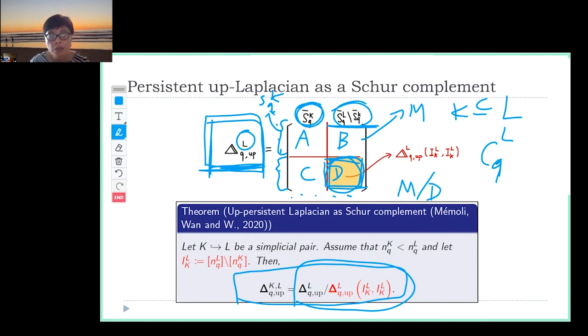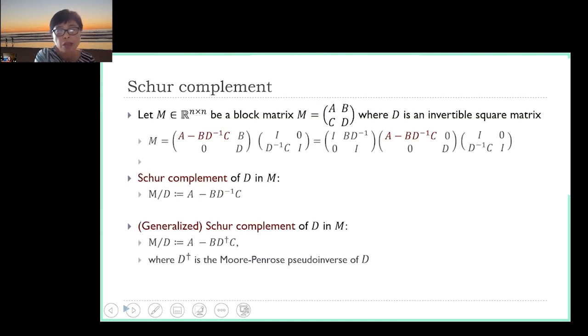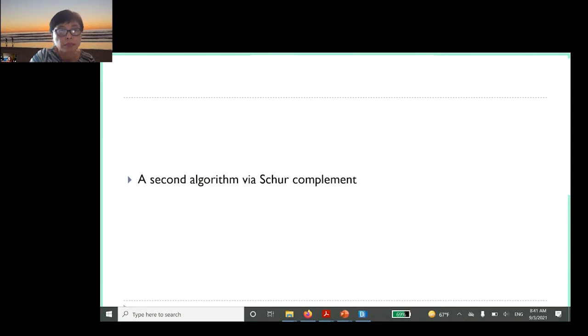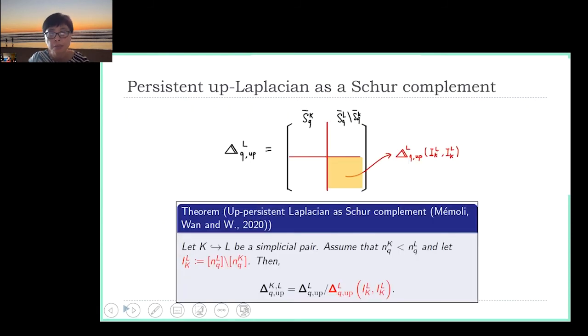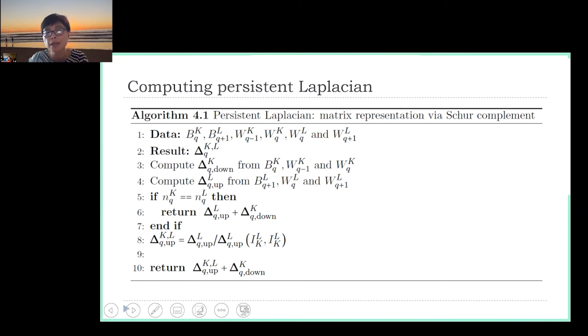This also suggests that to compute the persistent Laplace, I don't need to find the boundary operator representations and then multiply the boundary operator and its adjoint and so on. Instead, the computation becomes very simple. I simply compute the standard up Laplace, and then I compute the down operator. I compute the Schur complement using the formula here, and then we get the persistent Laplace operator. So the algorithm is rather simple now.